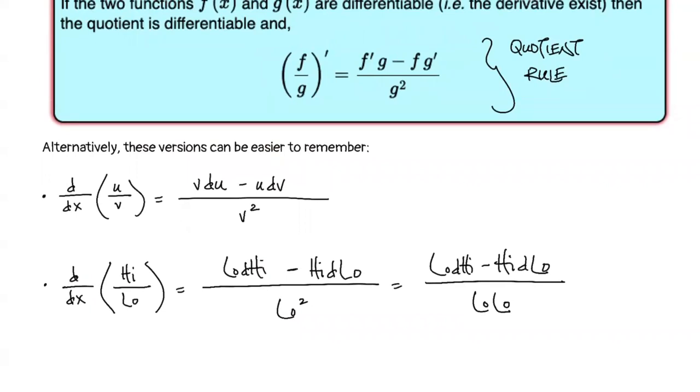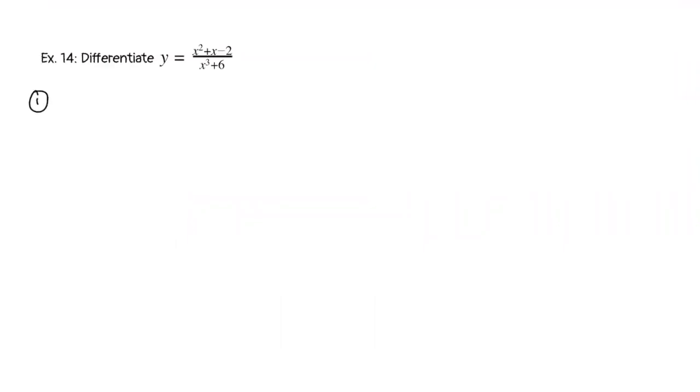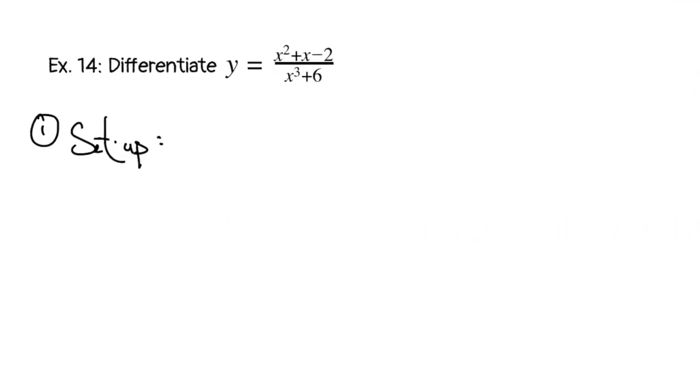So let's go ahead and work through two more examples. And I think we'll be really explicit about how we're only going to simplify the numerator, but we are not going to simplify the denominator. Okay. So with that, let's take a look at example 14. All right. So differentiate y equals x squared plus x minus 2 over x cubed plus 6.